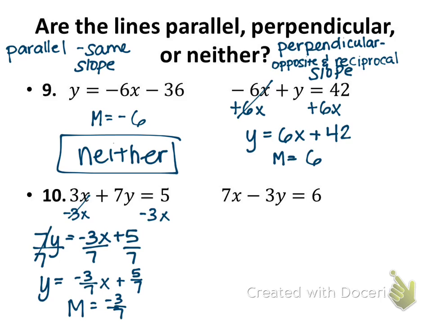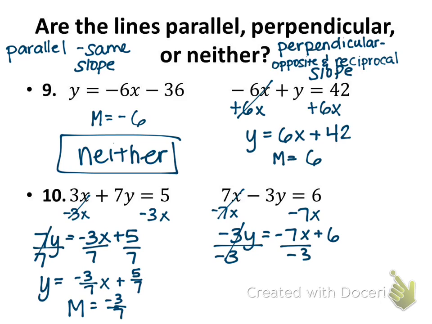So let's do the next one so we can figure out what that slope is. What would I do first? Subtract 7x. Very good. Negative 3y equals negative 7x plus 6. Then I divide by negative 3. And I get y is equal to positive 7 over 3, because the two negatives being divided makes it a positive, minus 2, because 6 divided by negative 3. So what is the slope in this equation? 7 over 3.